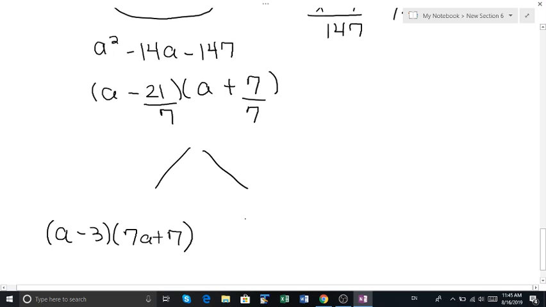Now for this second set, I'm going to do the opposite. I'm going to bring the 7 in front of the a for the first set of parentheses, so I get 7a minus 21. And for the second set, I'm going to go ahead and divide.